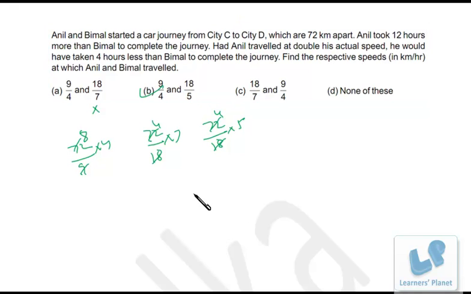Now, if at all you wish to cross verify, what you can do is, here it is written that Anil travelled at double his actual speed. That means initially he is taking 32 hours, but if he had doubled his speed, he'll be taking 16 hours, and here it is already 20 hours, so the difference is 4 hours. So that can be cross verified also, right? So this is the correct option. I'm sure you are getting me.